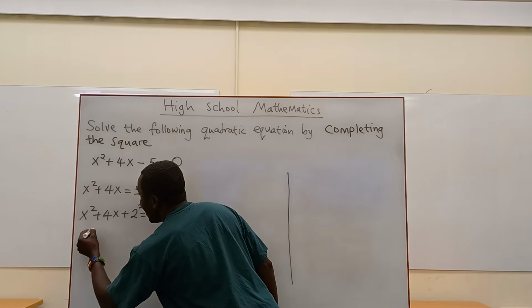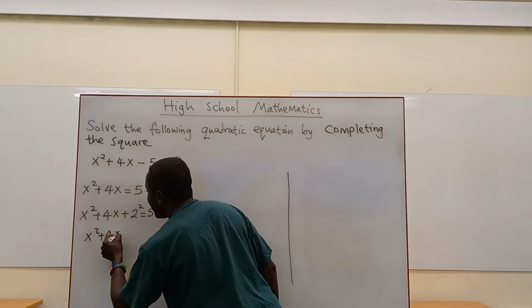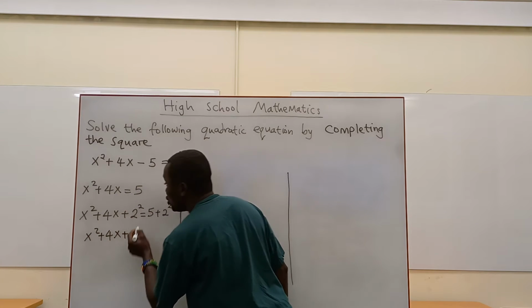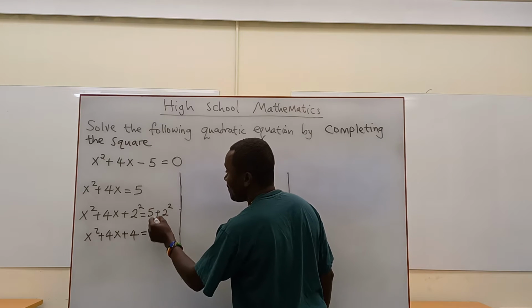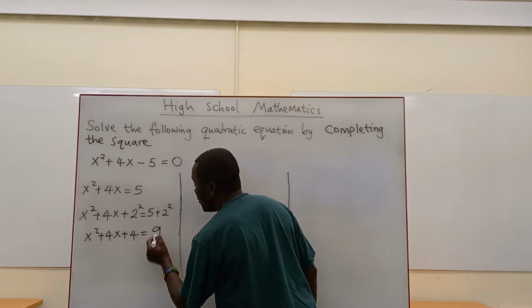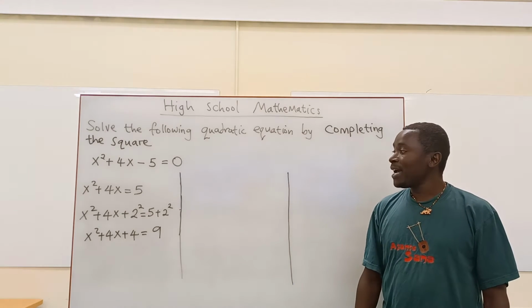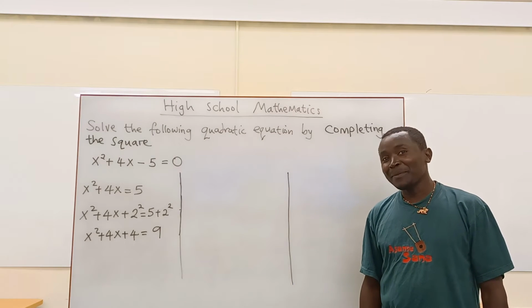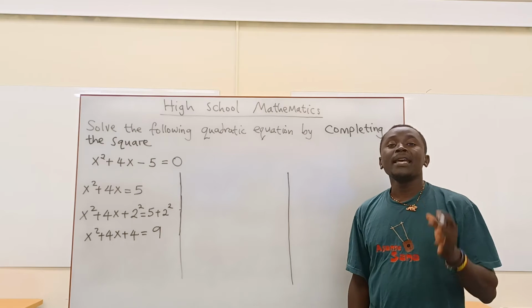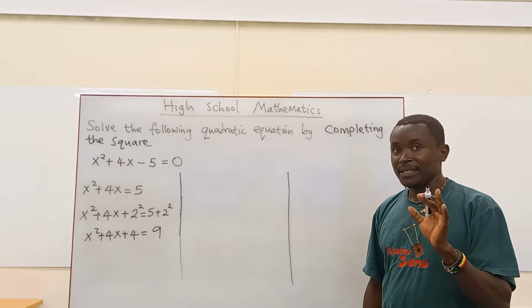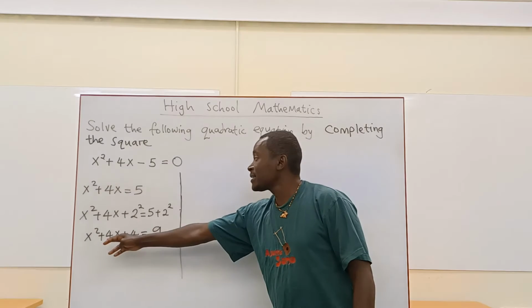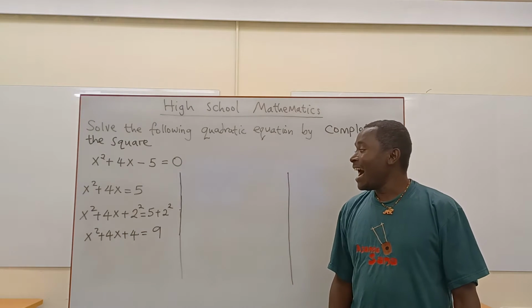So you have x squared plus 4x plus 4. 2 squared is equal to 4, and 5 plus 4 will give you 9. So now that you have x squared plus 4x plus 4, the third step is to find the factors of x squared plus 4x plus 4.